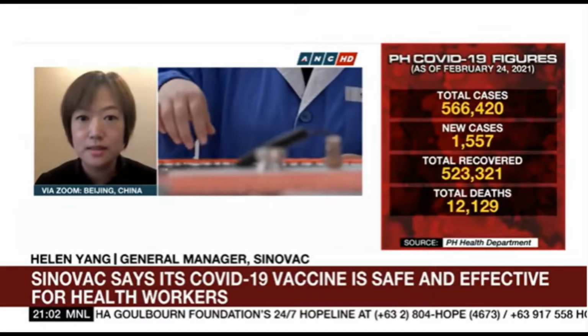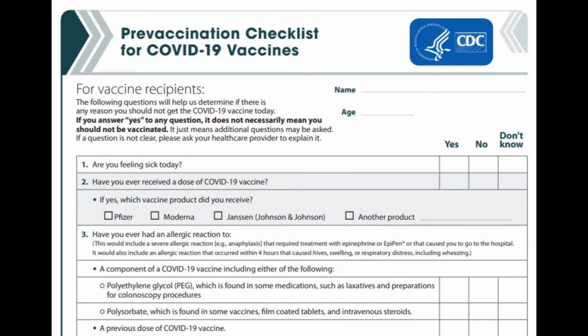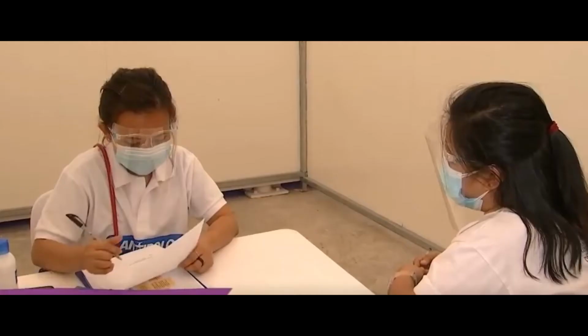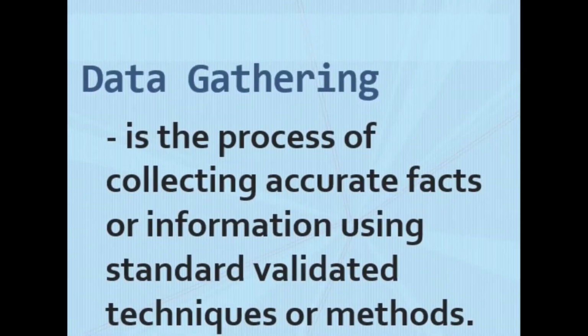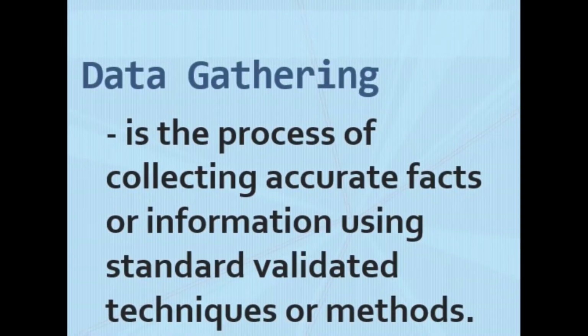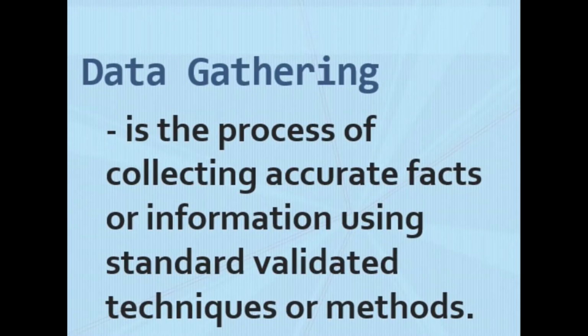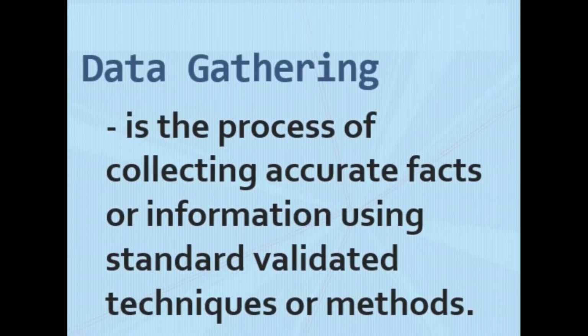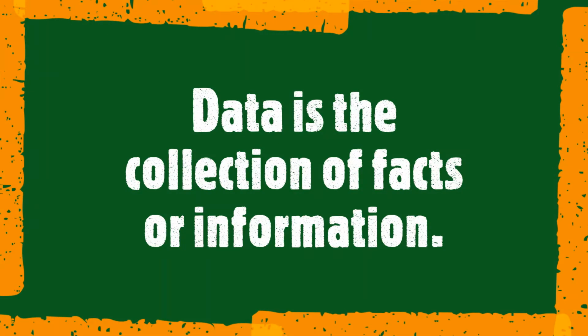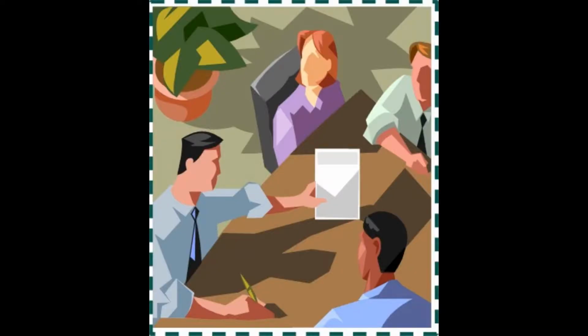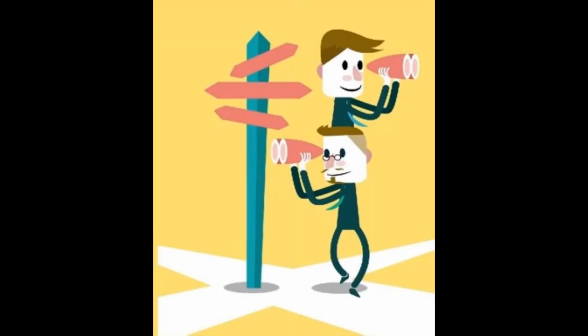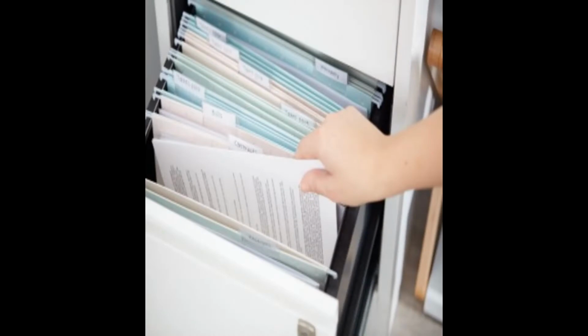The series of activities you have seen cover different data gathering procedures. Data gathering is the process of collecting accurate facts or information using standard validated techniques or methods. Data is the collection of information. This data or information may be collected by using interview, questionnaire, observation, and registration method.